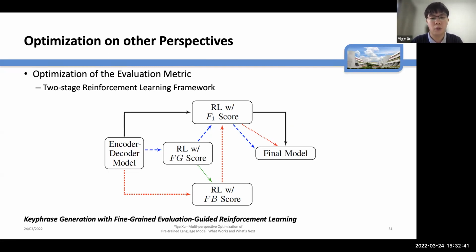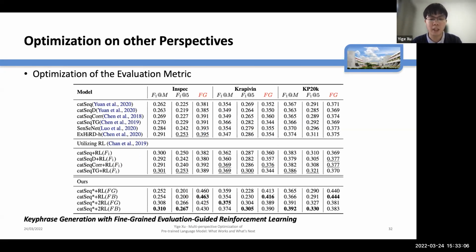And we also use BERT, the pre-trained language model, to compute the word similarity between the predictions as well as the ground truths. And this score we call the FB score. And we also applied the FB score as the first stage reinforcement learning and the F1 score as the second stage reinforcement learning. With our two-stage reinforcement learning, we obtained state-of-the-art results on the main datasets of key phrase generation.